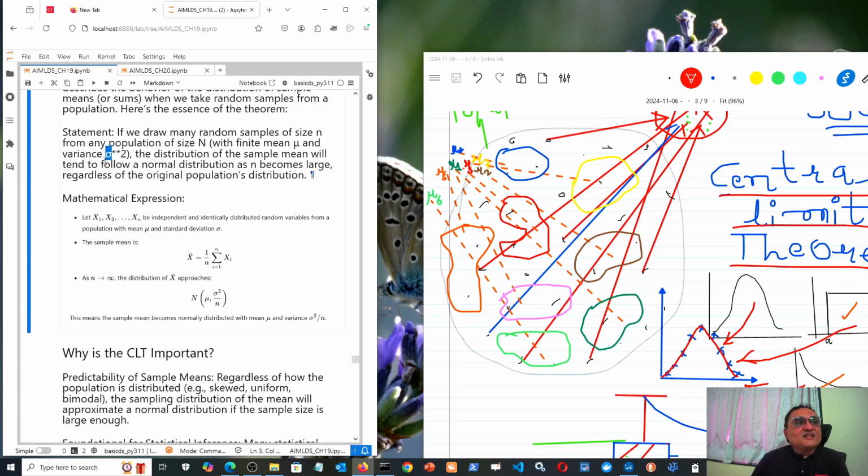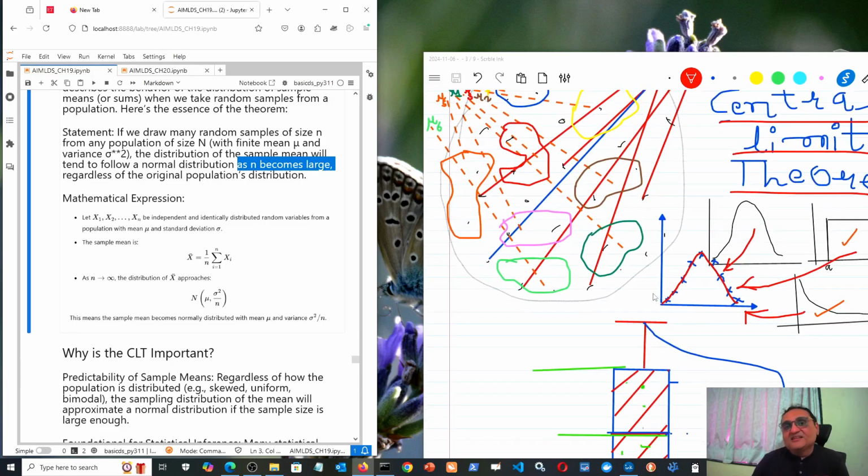But what the statement says is that as n becomes large, mathematically written as n tends to infinity, the distribution of x bar approaches something. If I plot the various sample means x bar on a graph, just like this blue x and y axis, it shows the distribution of sample means, right? So the distribution of sample mean approaches a normal distribution.